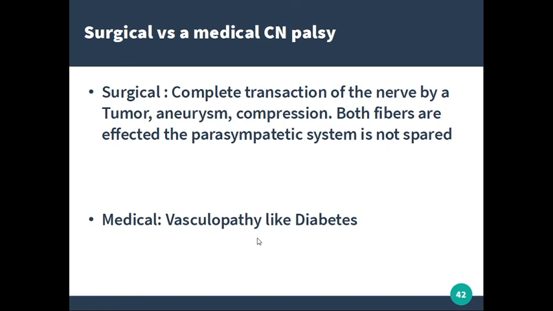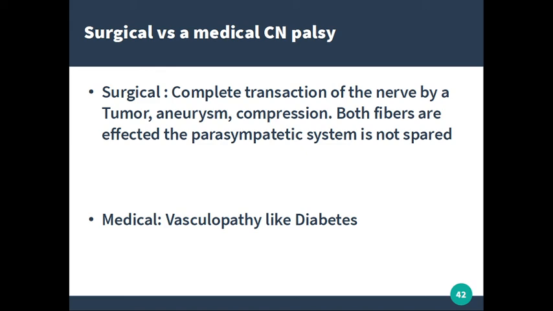So, what is the difference between a surgical and a medical cranial nerve palsy? A surgical palsy is usually a complete transection of the nerve by a tumor, an aneurysm, or a compression. In the case of the third nerve, we have compression, for example, by aneurysm in the posterior circulation, because the third nerve comes out of the brainstem. Okay, very close to the posterior circulation.